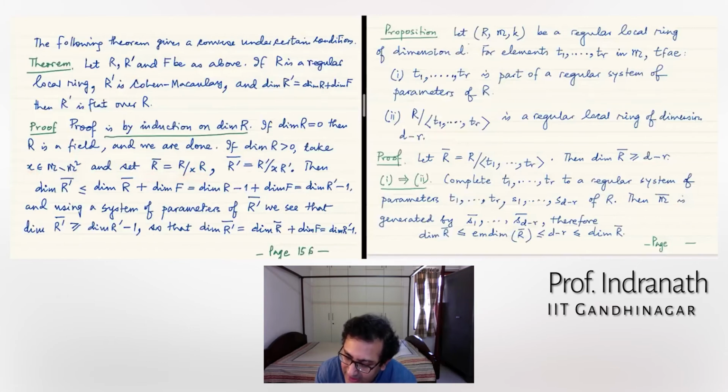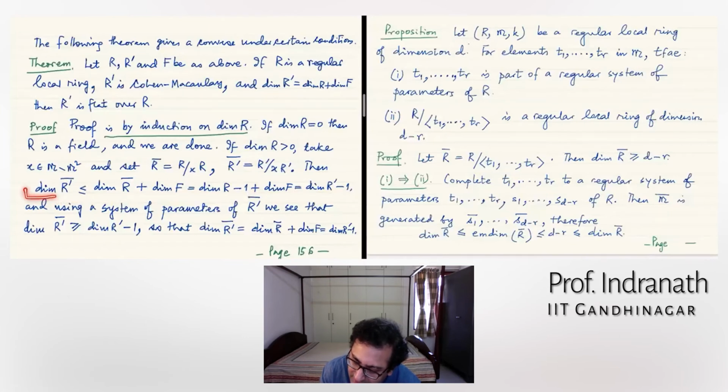R bar equal to R mod xR, and R' bar is R' mod xR'. Then you have this dimension inequality. You have seen this a number of times, I'm sure, that you have this dimension dropping. The inequality is less than or equal to dimension of R bar plus dimension of F.